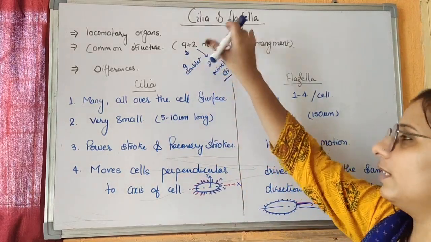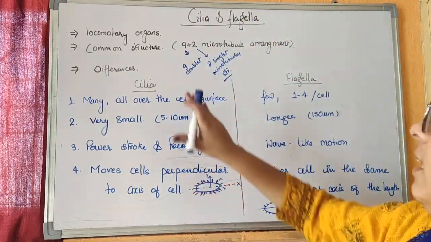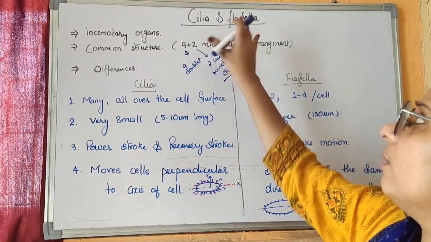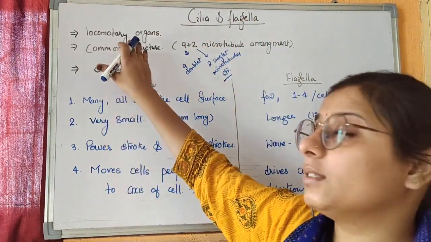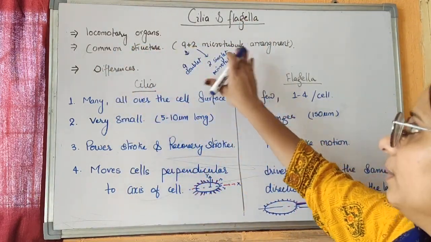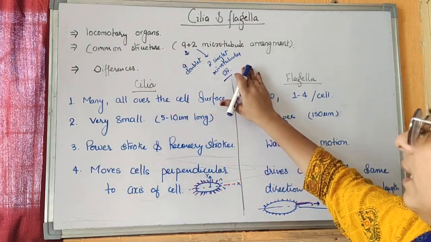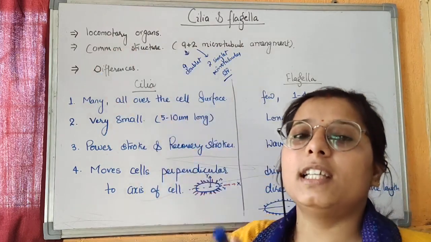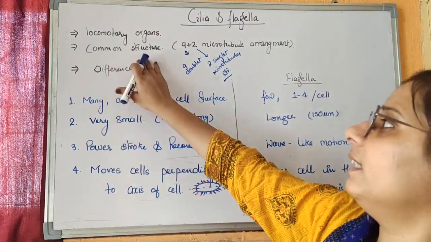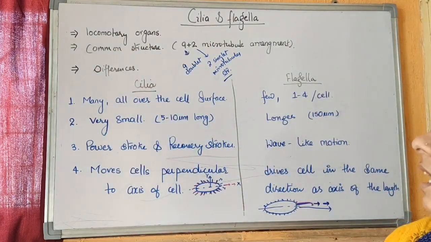The two microtubular structures, cilia and flagella. Both cilia and flagella have a 9 plus 2 microtubular arrangement. They have 9 doublet and 2 singlet microtubules in their structure. Both of these are locomotory structures and they have a common structure. But a few differences are present between the cilia and flagella.